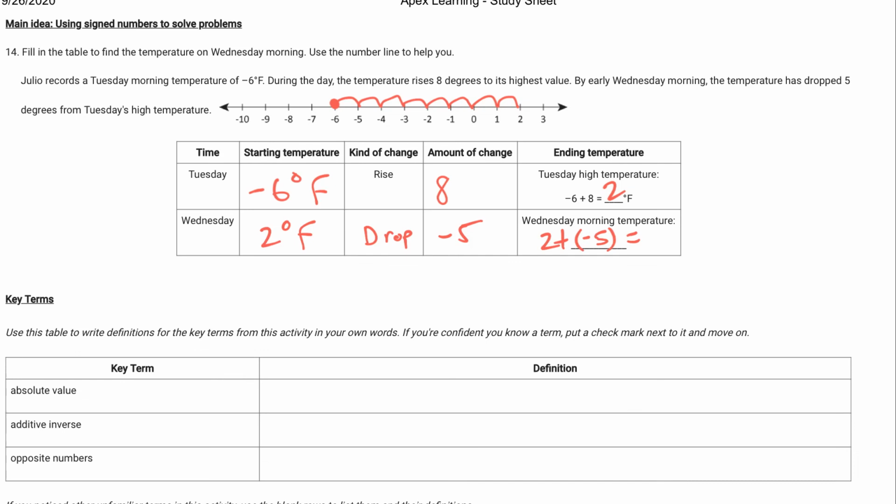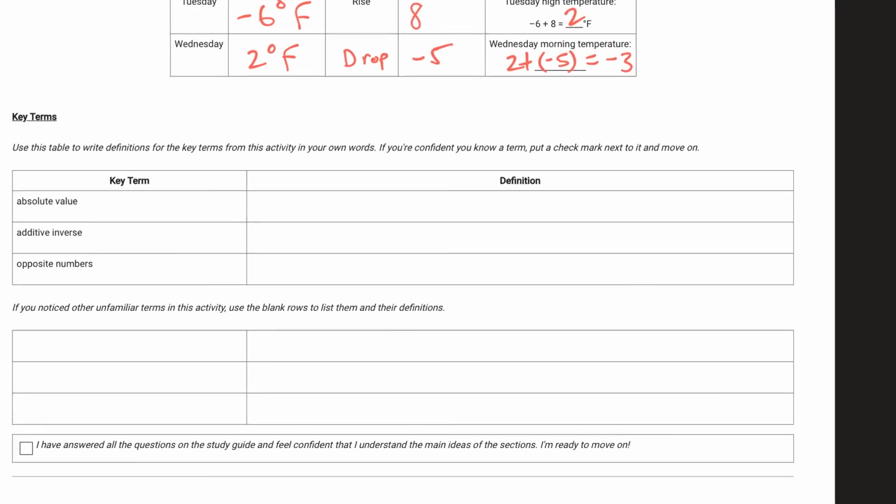And let's get this here just to make sure we have a good visual. And we start at 2. Where's 2? Here's 2. And we drop 5. 1, 2, 3, 4, 5. And you end up at -3. Okay, we're to the vocabulary part. I'll fill that in.